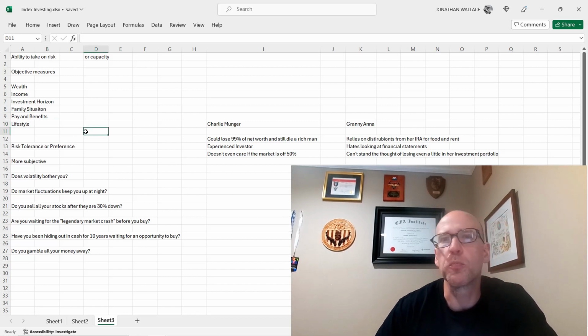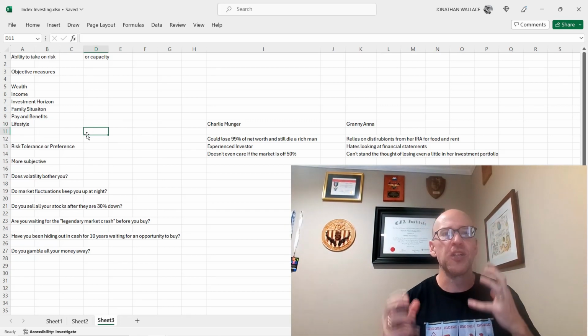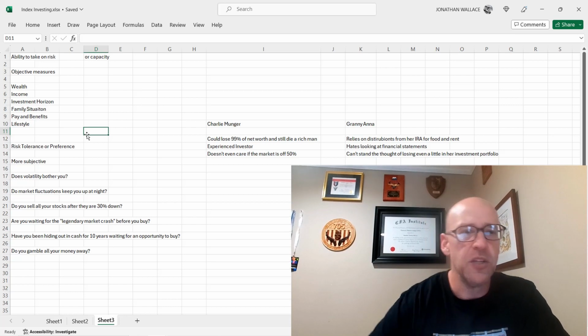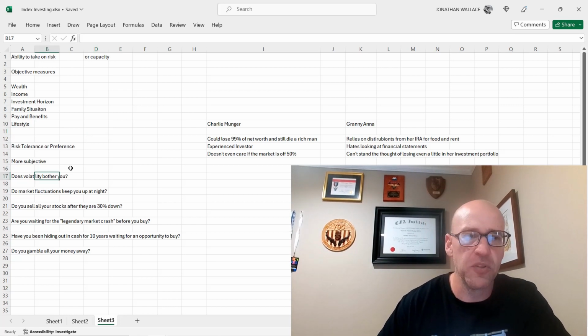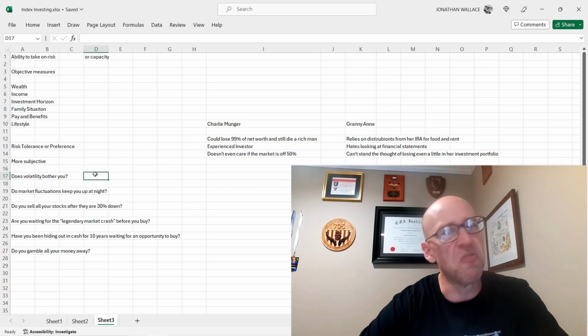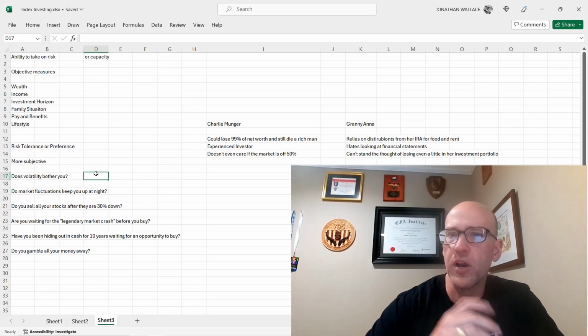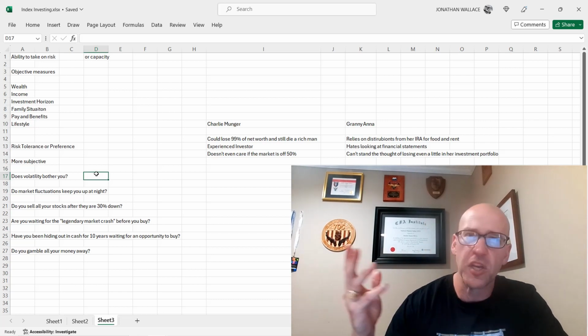All right, so risk preference. What is risk preference? Risk preference is an individual's psychology to take on risk. And so I've got a couple questions down here, a couple examples. Does volatility bother you? Stocks, equities, volatile instruments, they're bouncing up and down all the time. Dot-com crash, global financial crisis, the market could get cut in half.